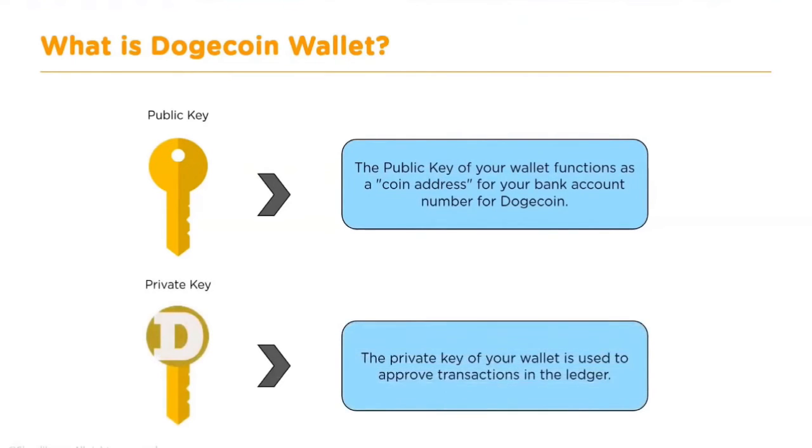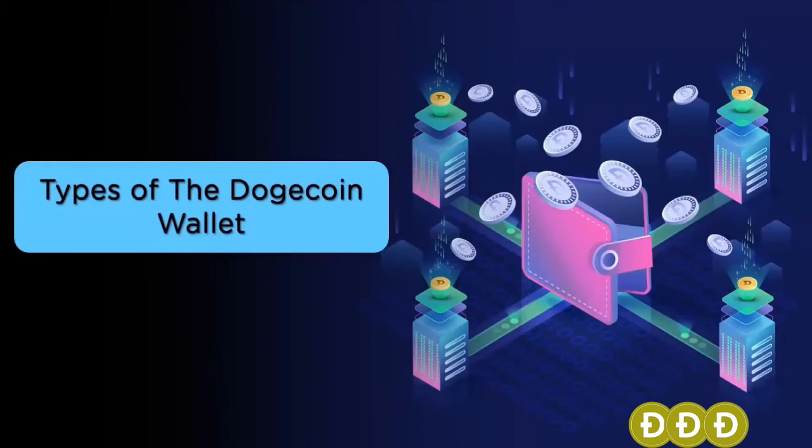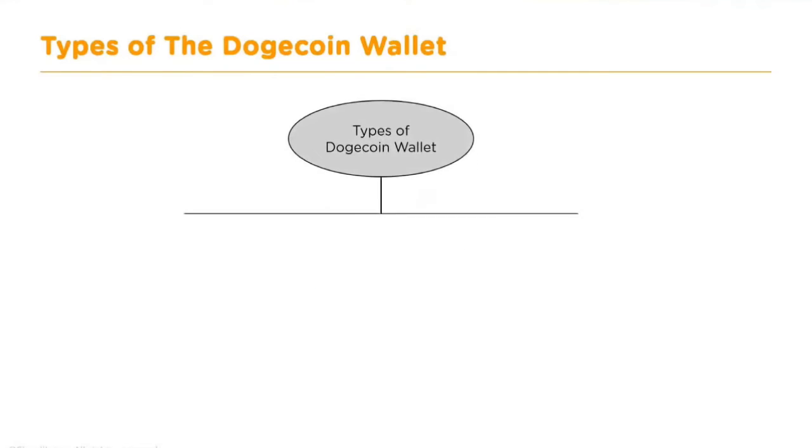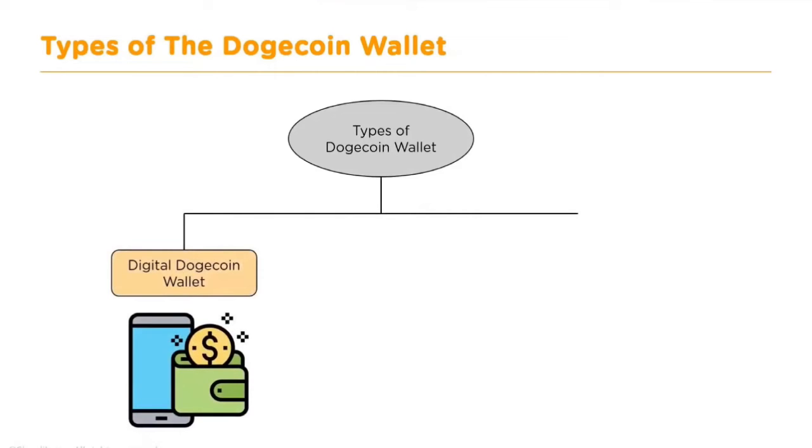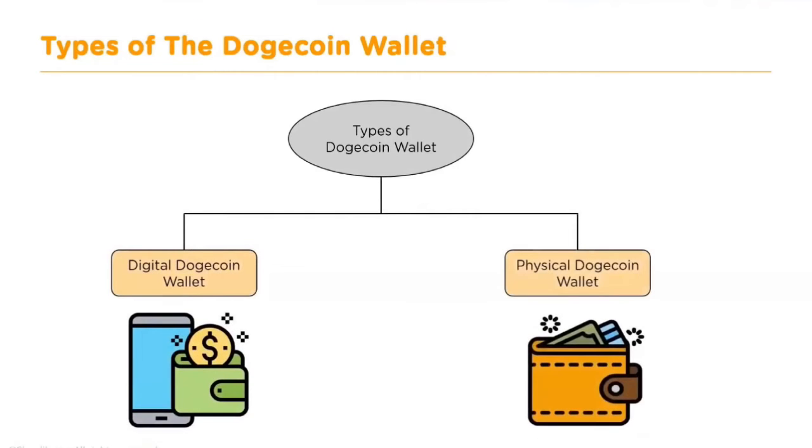The private key of your wallet is used to approve transactions in the ledger. Your wallet's public key is used to receive Dogecoins from other users. On the other hand, your wallet's private key is only used to send Dogecoins to other users in the network. So what are the types of Dogecoin wallet? Dogecoin wallet is of two types: digital Dogecoin wallet and physical Dogecoin wallet. A digital Dogecoin wallet is accessible through the web, and you can also download it according to your handset or operating system. On the other hand, physical Dogecoin wallets are pretty expensive and less accessible.